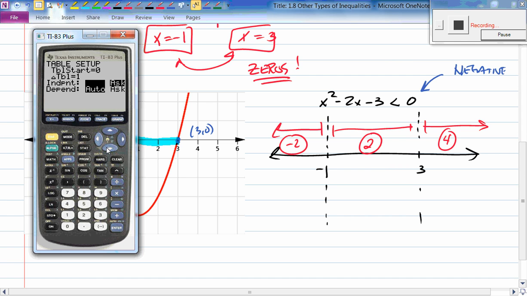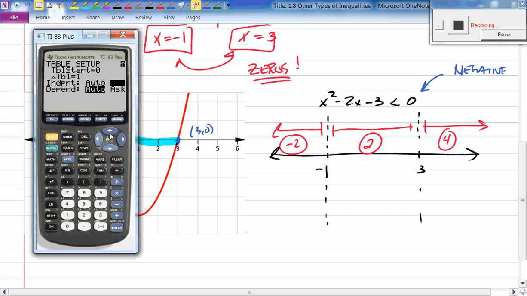As this is set to auto, the independent variable, which of course is x. All right? Ask. So I want you to go over to the ask button, highlight it, and push enter one time. That will set this to ask. So now what we're going to do is go back to our table.